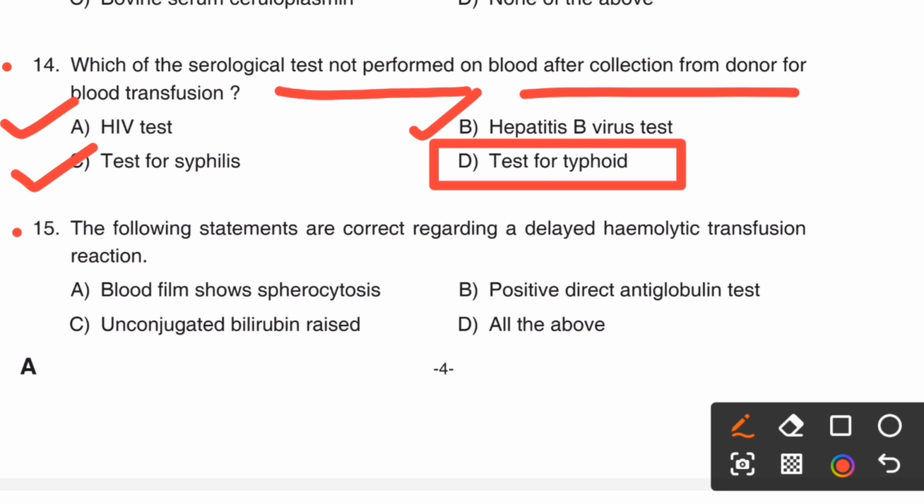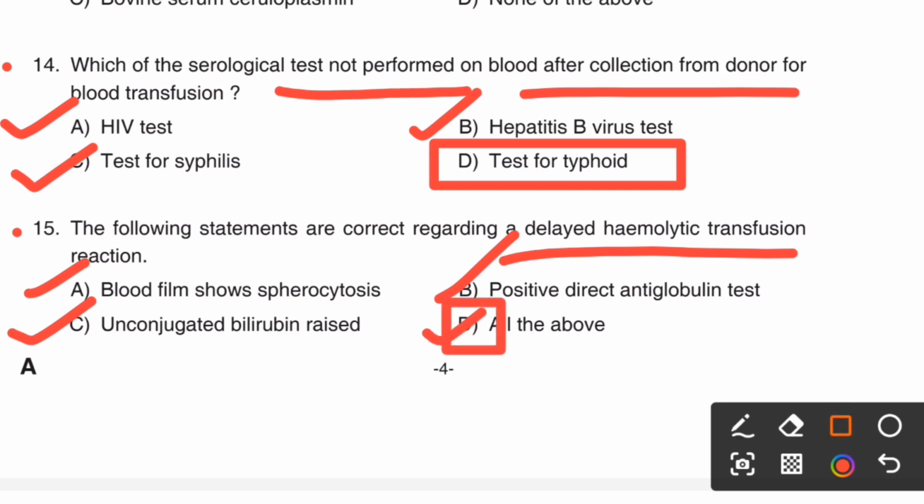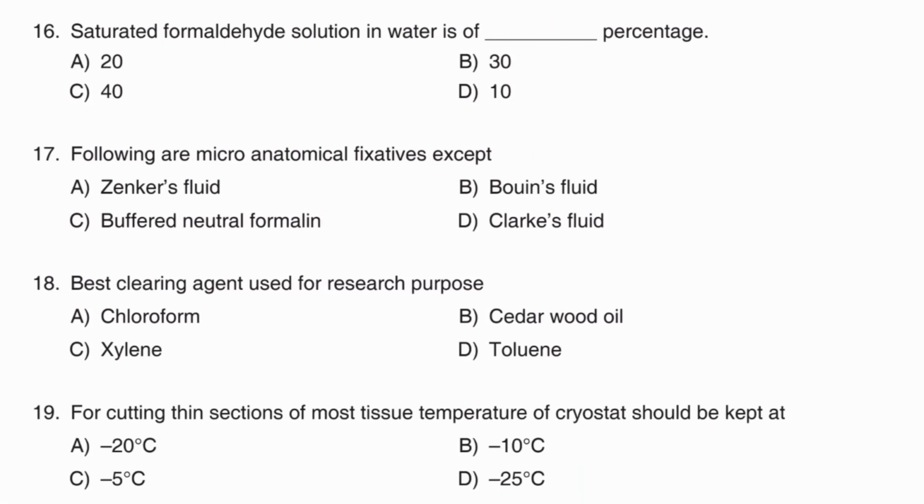Next one. The following statements are correct regarding a delayed hemolytic transfusion reaction. Option A, blood film shows spherocytosis. Positive direct antiglobulin test. Unconjugated bilirubin raised. All statements are correct regarding delayed hemolytic transfusion reaction. Option D, all the above.